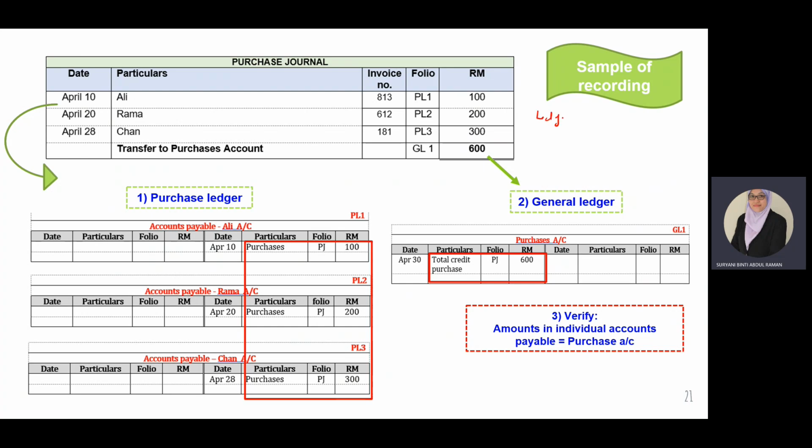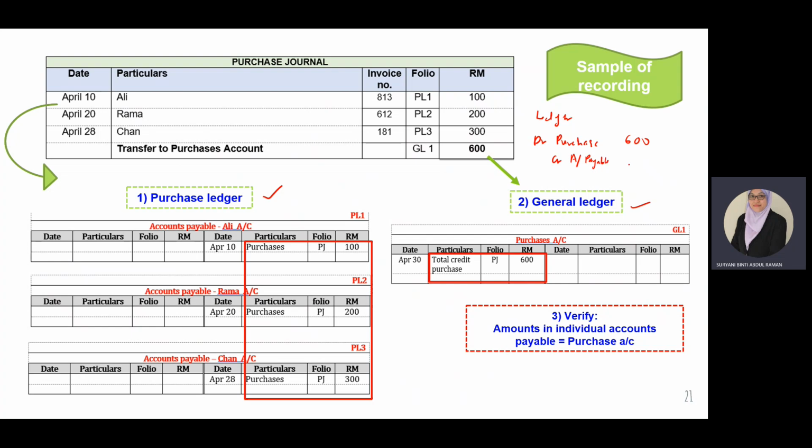ledger. Remember what is ledger? Ledger is the account. So we have here purchases ledger and general ledger. So the transaction of purchase on credit on the double entry system is you will debit the purchase account. How much is your purchase? 600 ringgit. And you will credit the accounts payable.